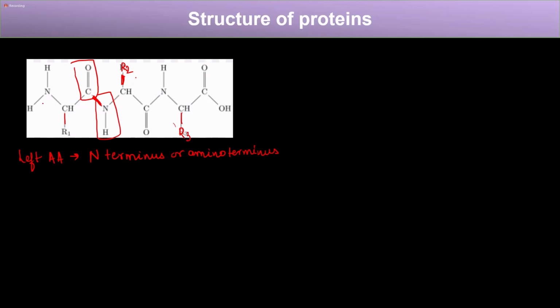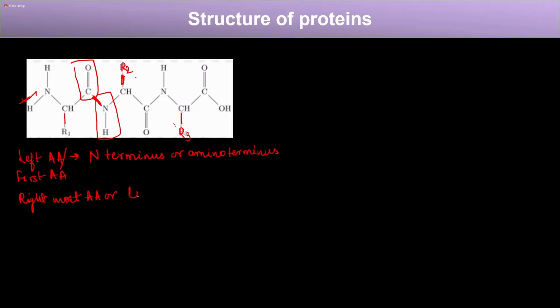By N-terminal, what I mean is what group is present at the leftmost or the first amino acid. So at the left amino acid, we have the NH2 group present, right? This NH2 group is present, and because of this reason, it is called the amino terminus or N-terminus.